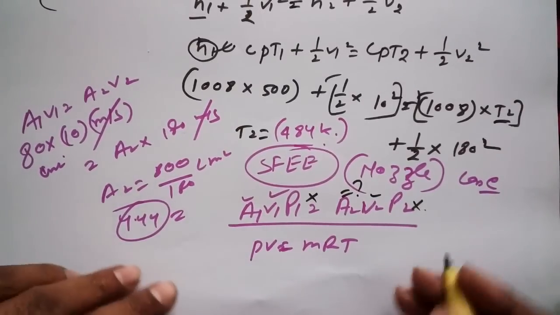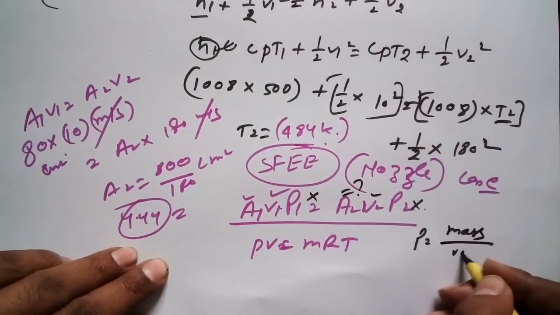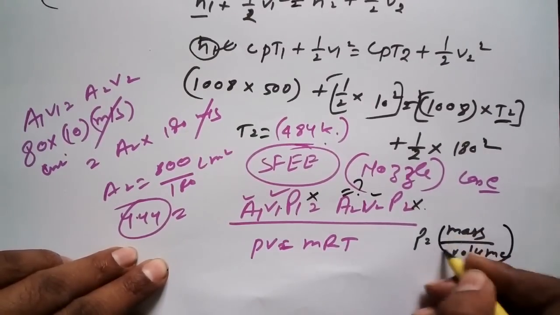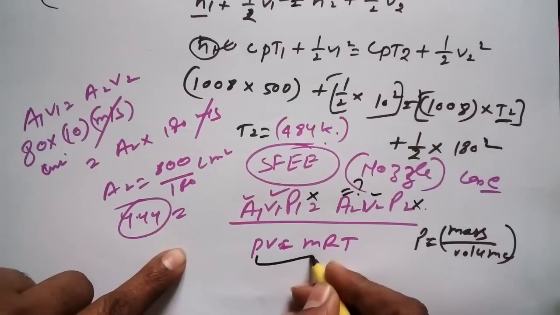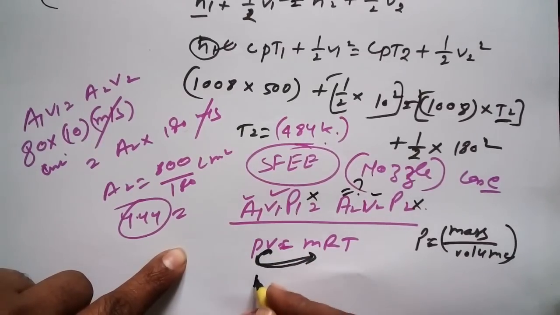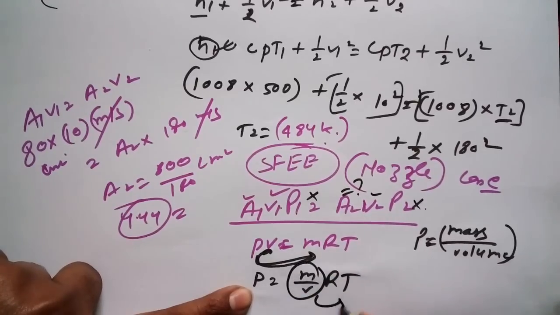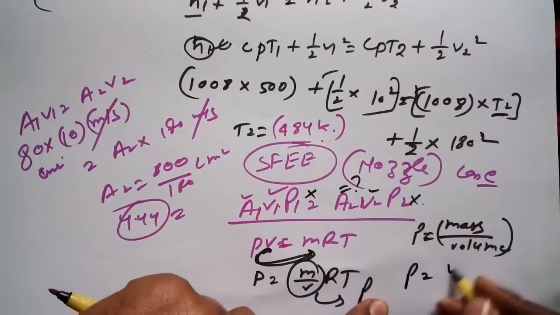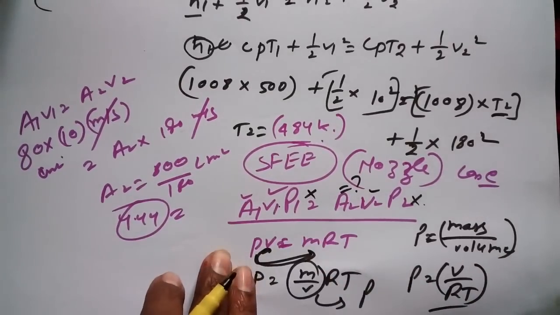So here, what we can do: rho 1 is density. Density is equal to mass upon volume. If I transfer this volume to the other side, we get P is equal to M by V times RT. So M by V is what? Density. So density is equal to P by RT. Finally, what we can write, I am going to show you on the next page.